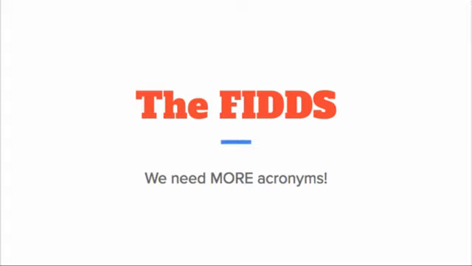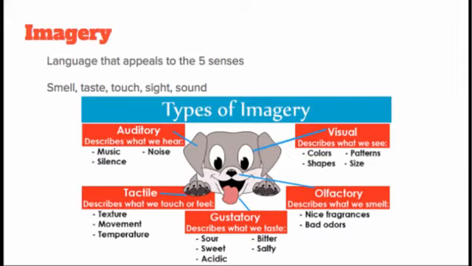Today we're going to look at imagery and how an author uses imagery to create a particular effect on his or her audience. Imagery is language that appeals to the five senses.